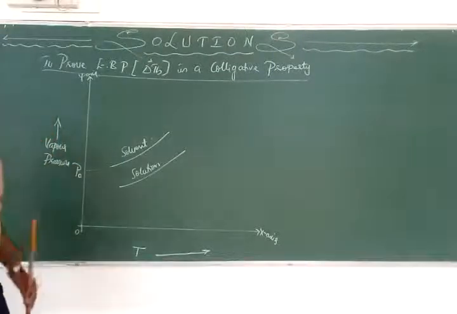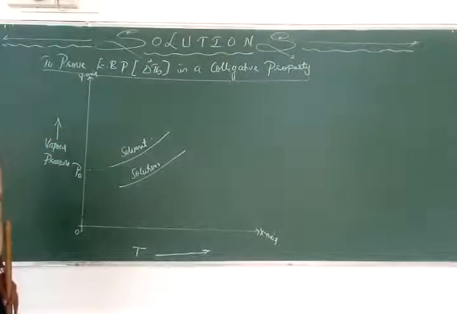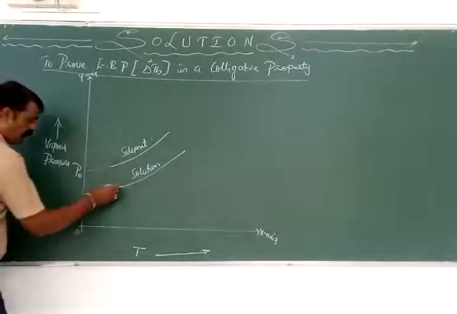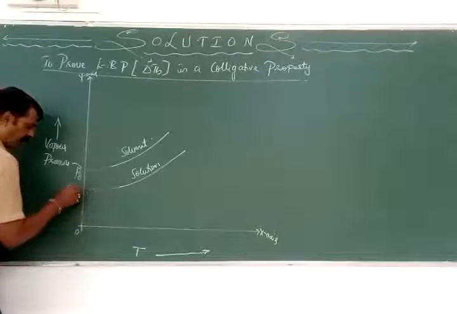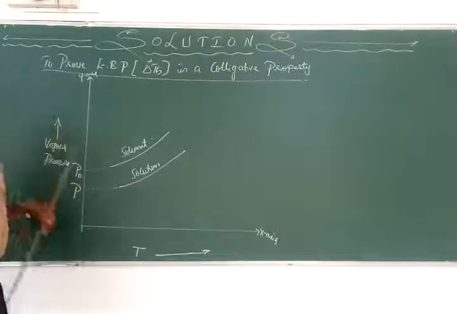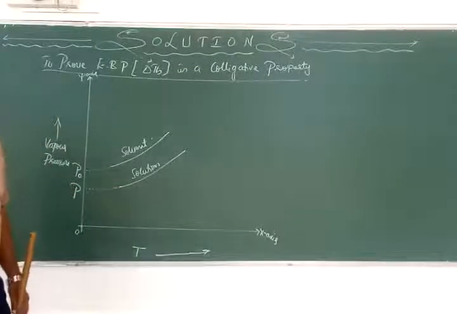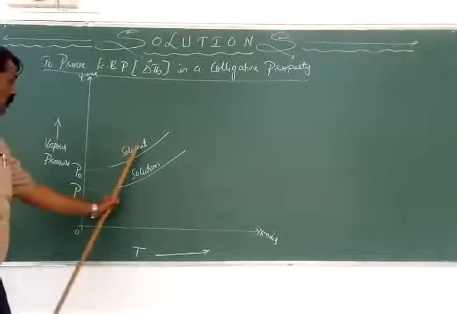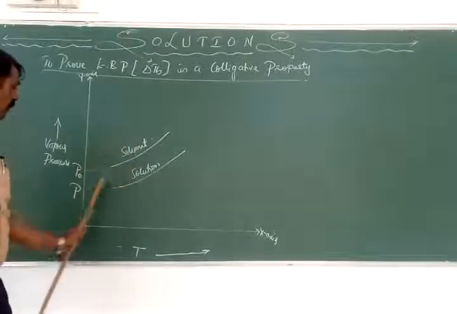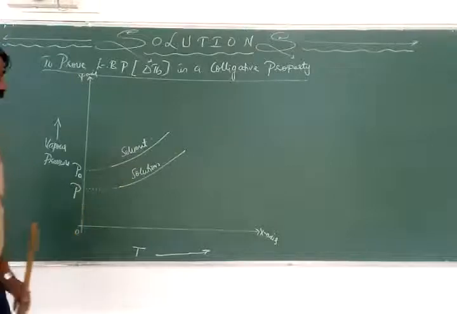So if I come back here, at this particular temperature, this is called P naught. What is P naught? It is the vapor pressure of the pure solvent. If I come back here or retrace its path, it becomes P. What is P here? Vapor pressure of the solution. P naught is the vapor pressure of the pure solvent and P is the vapor pressure of the solution.